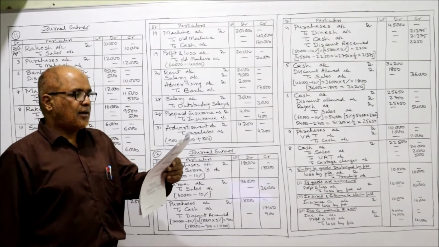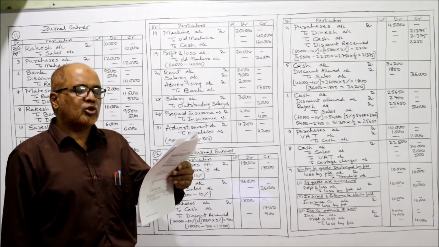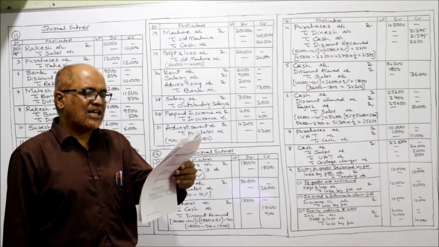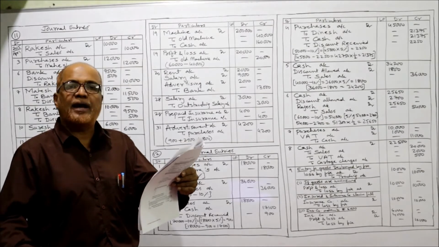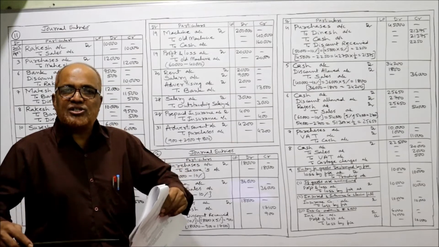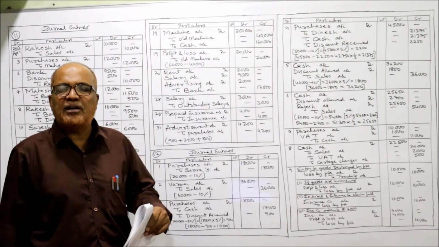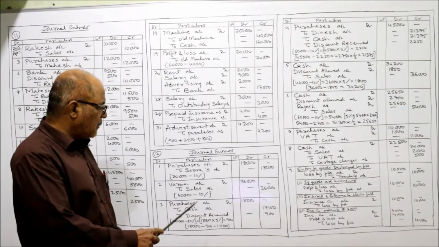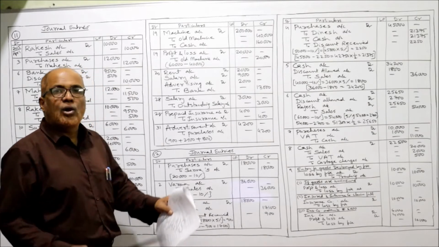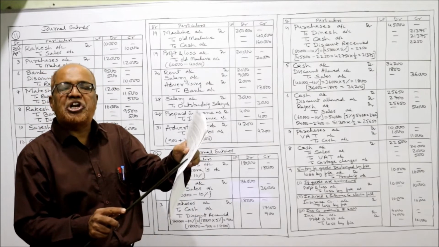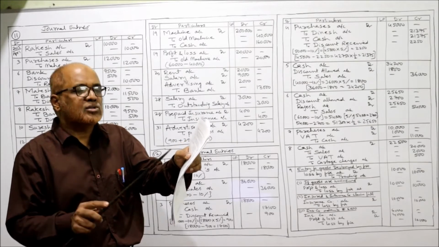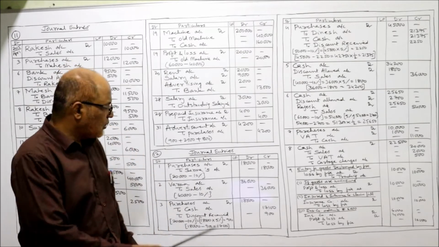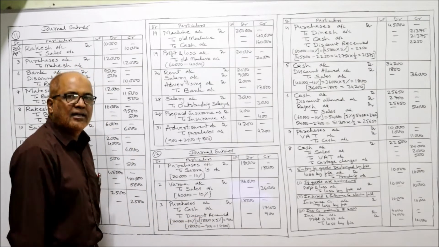Next, third. Purchased goods from Desai worth rupees 20,000. Trade discount 10%, cash discount 5%, cash paid immediately. We have purchased the goods and paid the cash immediately, so it's a cash transaction. First of all, it's a purchase, so we debit purchases account. What is the catalog price? 20,000. Trade discount 10% is 2,000. Deduct 2,000. 20 minus 2, 18,000. So purchases account is debited by 18,000.